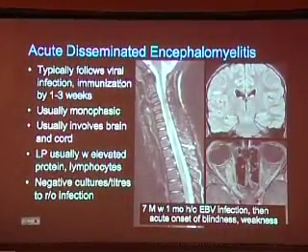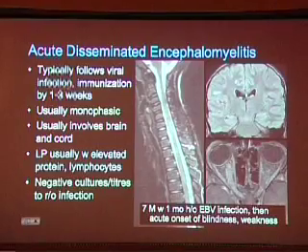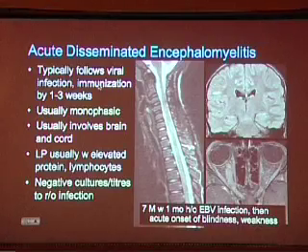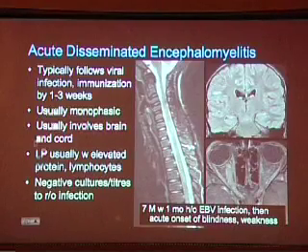Well, as you all know, this typically follows viral infections or immunizations, and it's far more common in kids than in adults, but we do see it in adult patients. It's classically monophasic. It usually involves the brain and cord, and you all know this clinical stuff.